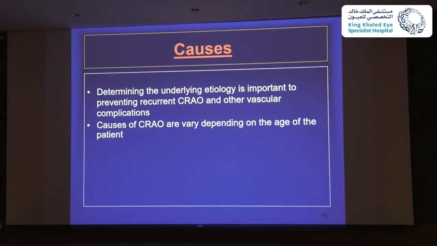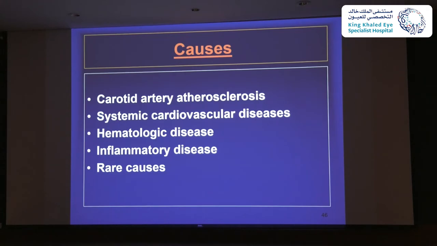Causes of central retinal artery occlusion vary depending on the age of the patient, and can be classified as: carotid artery atherosclerosis, this is number one. Second, the systemic cardiovascular system, the heart and its associations. Third is hematological disease, like hypercoagulability or hypo-coagulability. Then we have inflammatory disease like systemic lupus, rheumatoid arthritis, and vasculitis. And then we have rare causes. Like what? Susac syndrome. It is rare, okay?